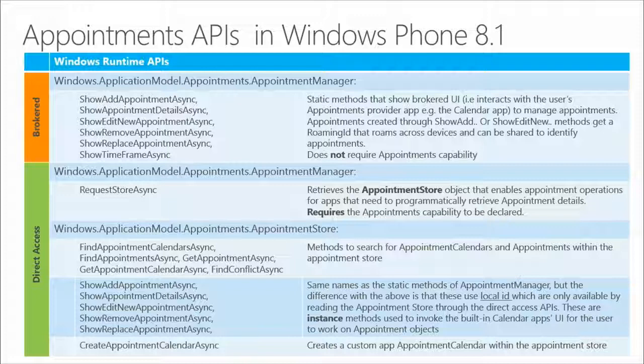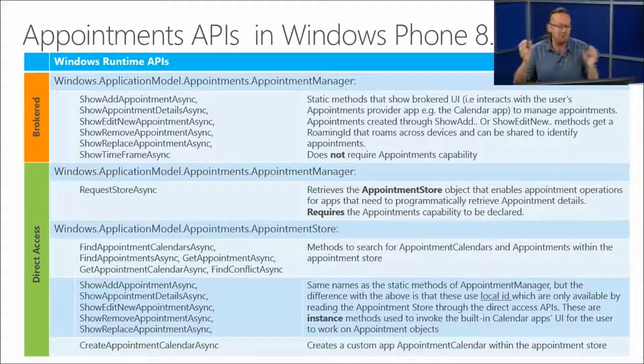And there's a whole bunch of APIs you can call, called show add appointment async, show appointment details async, show edit new appointment async, show remove appointment async, show replace appointment async, show time frame async. So you can go and show and edit and add. You can link into the normal appointment dialogues that a user is used to using, and all those are available. There is, of course, direct access where you can request an appointment store and then work with appointment calendars and appointments.